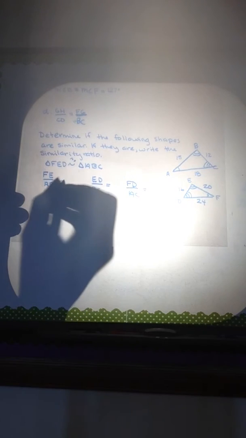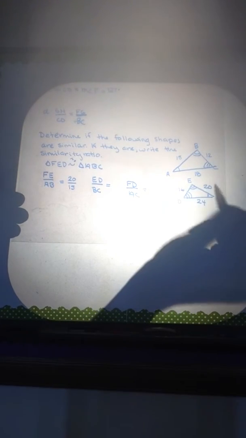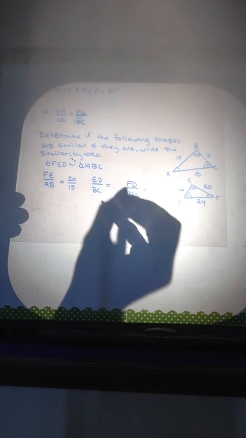So FE over AB is going to be 20 over 15. And remember, we want to keep the same triangle on the top, otherwise they'll come up upside down and that'll confuse our problem. So ED is 16 over BC, which is 12. And then FD is 24 over AC, which is 18.